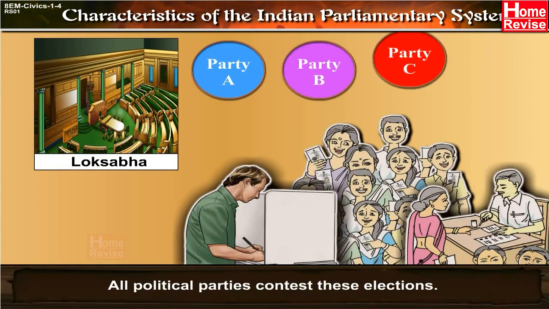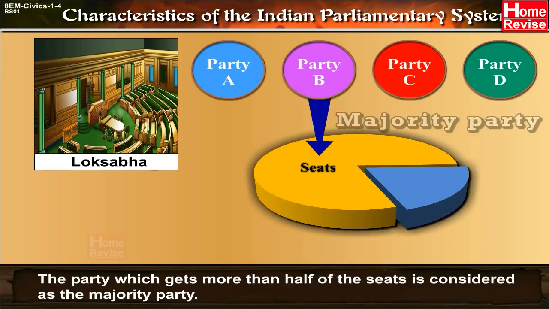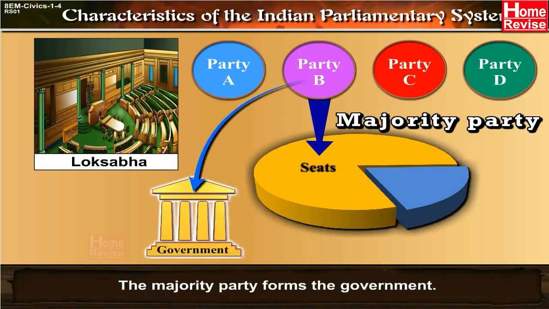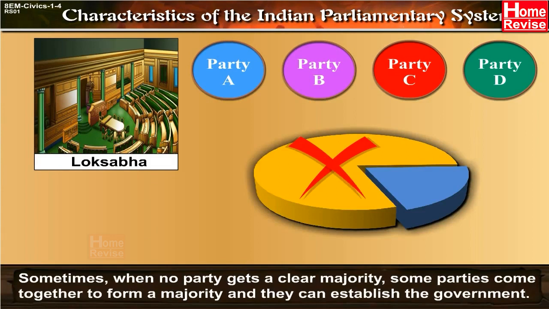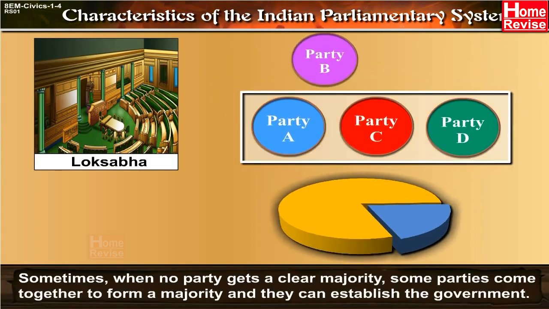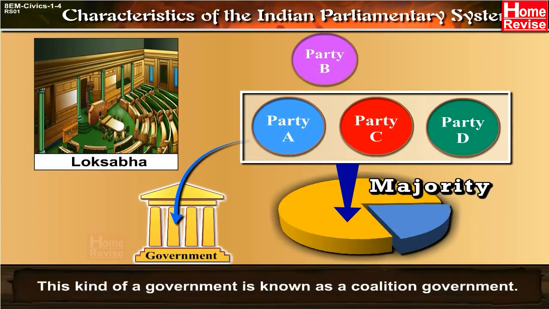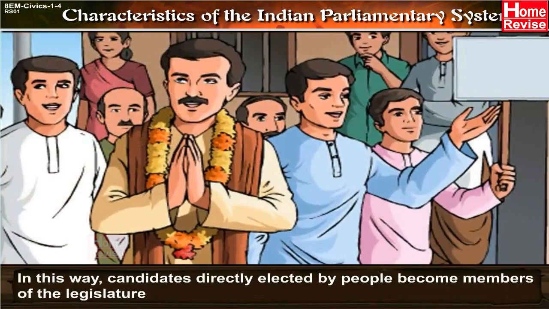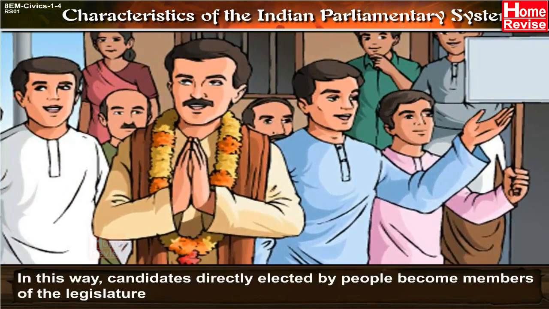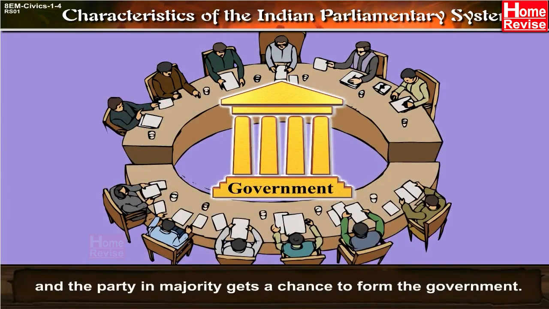All political parties contest these elections. The party which gets more than half of the seats is considered as the majority party. The majority party forms the government. Sometimes, when no party gets a clear majority, some parties come together to form a majority and they can establish the government. This kind of a government is known as a coalition government. In this way, candidates directly elected by people become members of the legislature and the party in majority gets a chance to form the government.